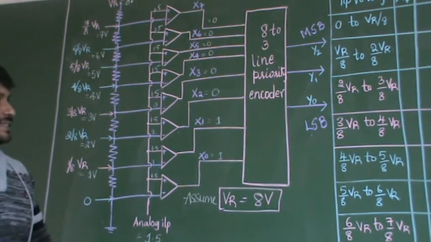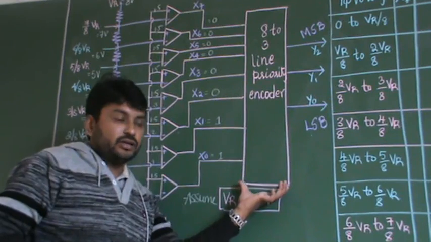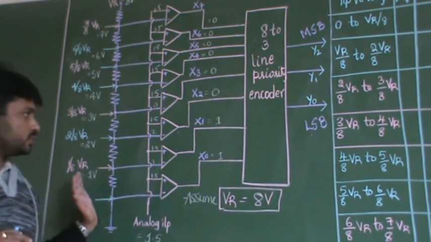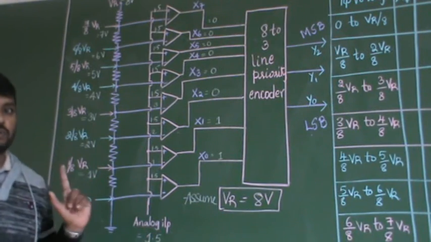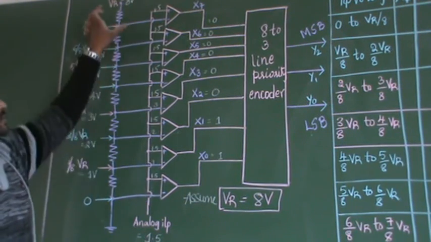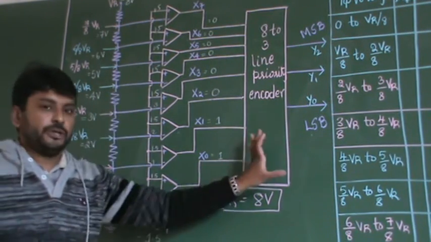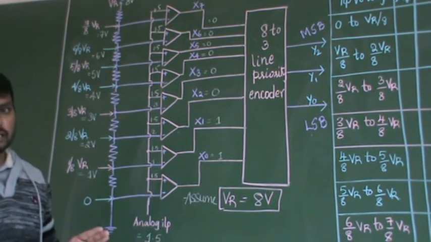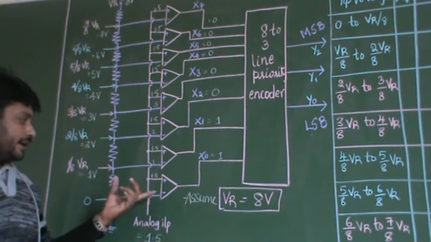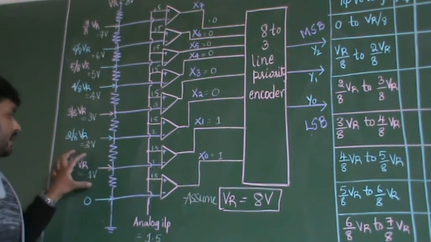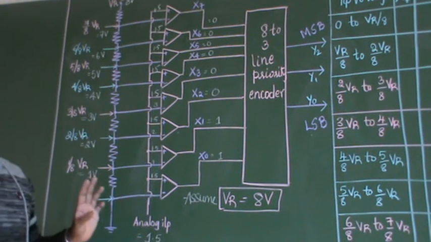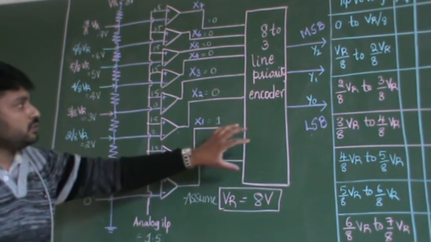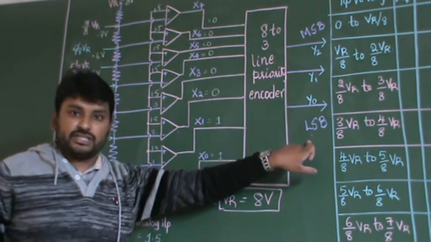Now I will explain this priority encoder with respect to the table in the next video. I hope you have understood this flash comparator. I repeat once again. The flash comparator consists of the resistors, comparators and the priority encoder, and the analog input voltage is common to all the positive terminals of the comparators, and for the negative terminals you have already calculated here. Understood?